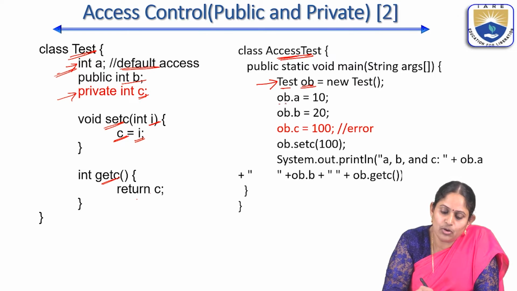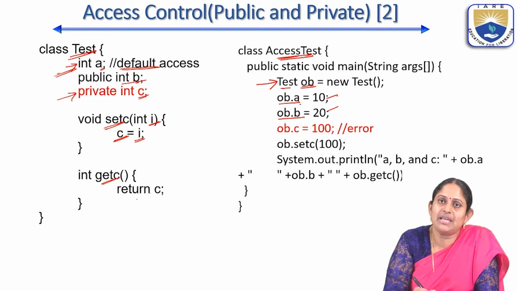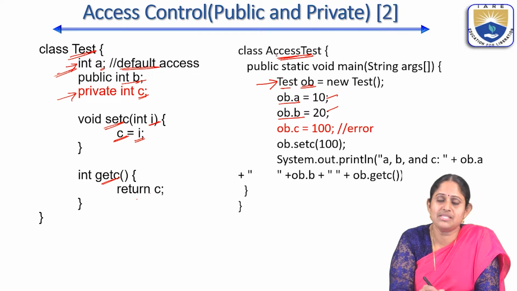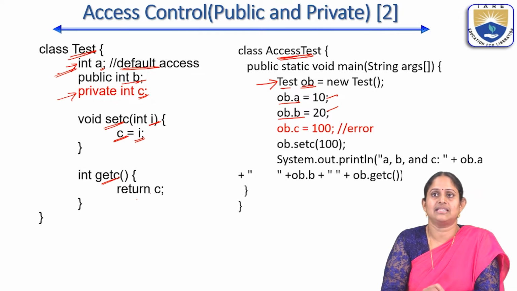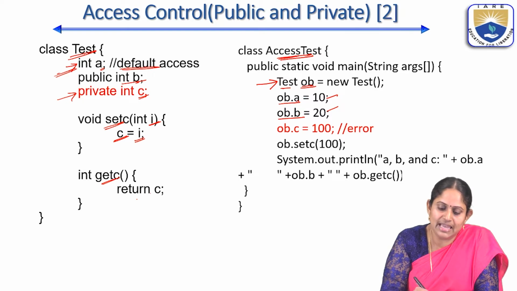Then we are setting ob.a and ob.b to 10 and 20. Now a and b are what? They are default and public variables. Hence, they can be easily accessed over here because these two classes are present within the same package. So b, being public, is easily accessible, and a, being default, can be accessed within that package.